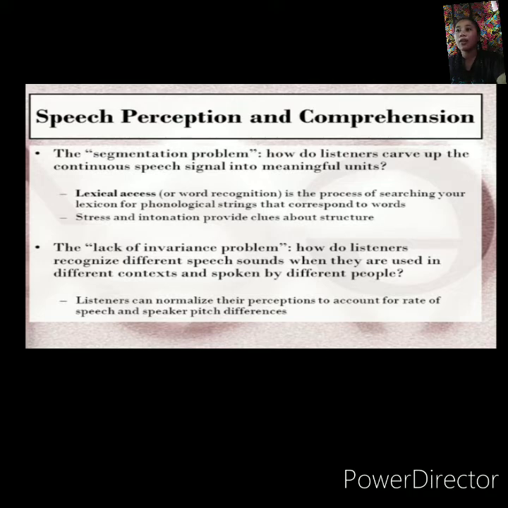Lexical or word recognition is the process of searching your lexicon for phonological strings that correspond to words. Stress and intonation provide clues about the structure. The lack of invariance problem: how do listeners recognize different speech sounds when they are used in different contexts and spoken by different people? Listeners can normalize their perception to account for rate of speech and speaker differences.